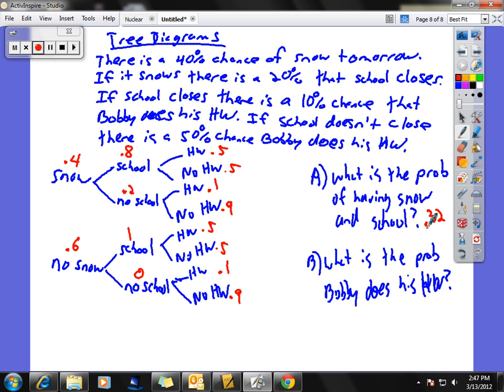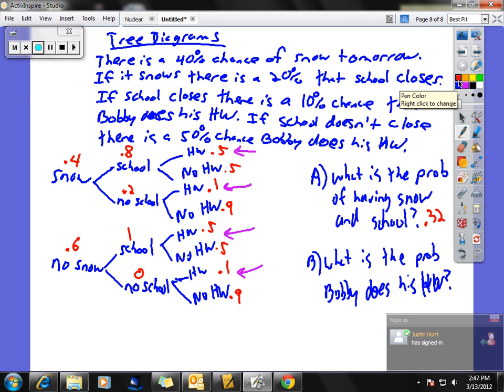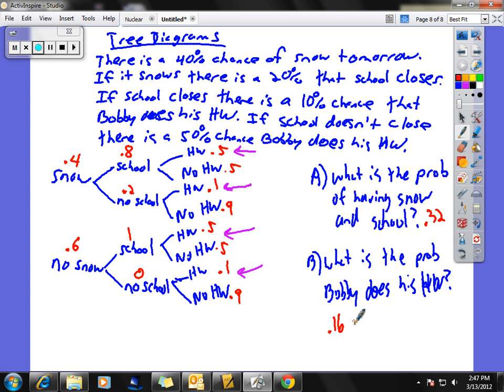Now, what is the probability Bobby does his homework? Well, there's several situations we got to look at there. Where is he doing homework? He's doing homework here, here, here, and here. We got to look at all those. So we have to multiply all those branches, and then we have to add up what we get for each one. Okay, so the first one, that first top branch, is the homework right here with this very top branch. We're going to have 0.4 times 0.8 times 0.5. Okay? And that is 0.32 times 0.5, so that's 0.16. That's what we get off the top.